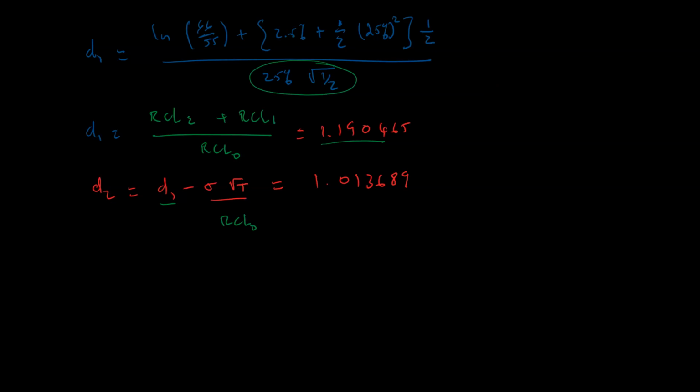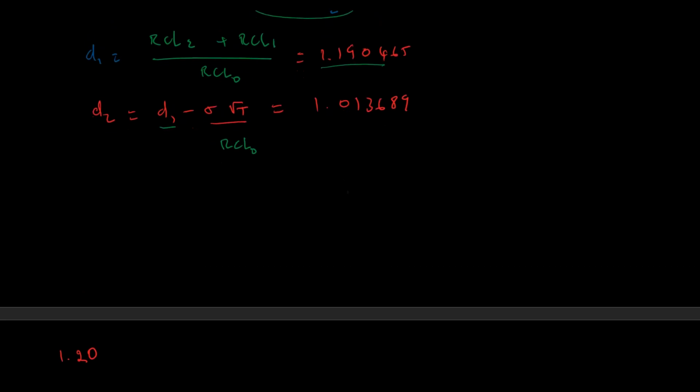Actually, let's do that in the next page here. So we're going to have the following. We're going to have 1.2, that is D2, this one that's rounded up. And we're going to have D1 here, and we're going to have 1.19. That is going to be 1.20 and 1.19. Remember, D1 is equal to 1.190465.